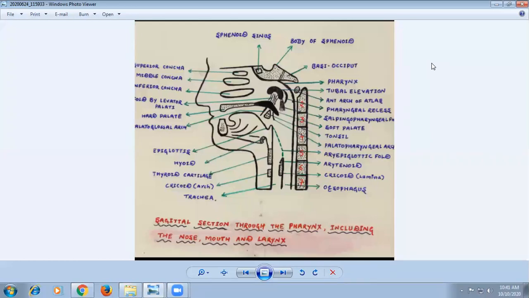Tubal elevation, tubal opening, and nasopharyngeal tonsil, tubal tonsil. All these you have to write in the explanation of the nasopharynx along with the boundaries. Okay, is it clear? Okay.